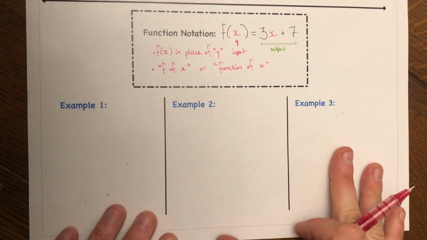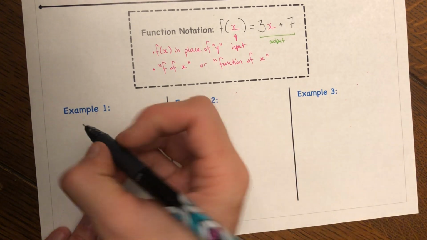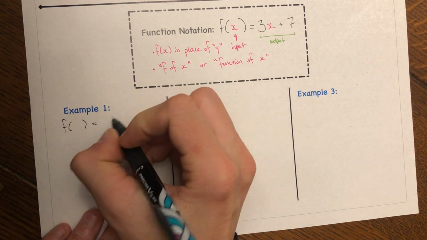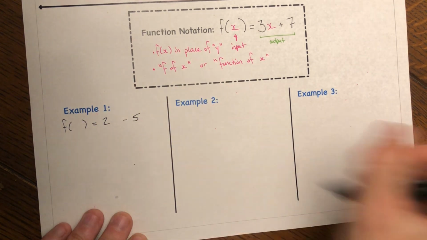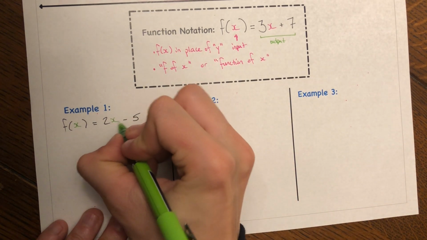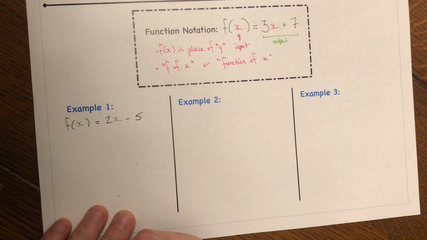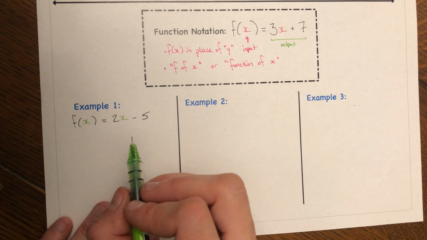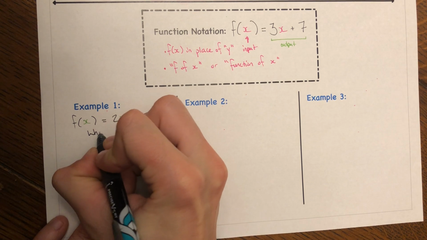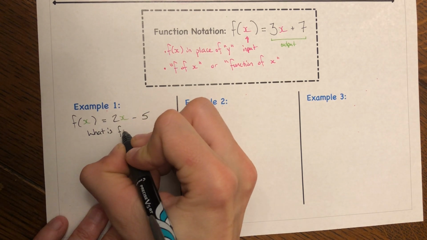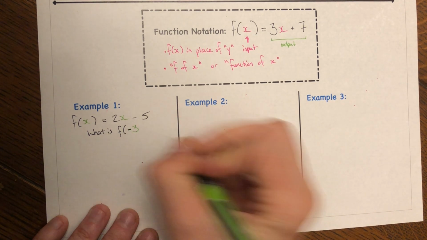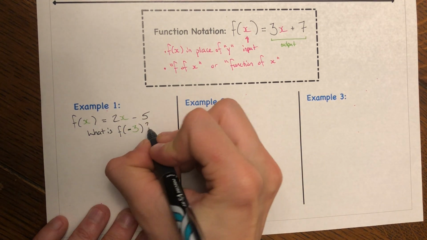So a couple places we'll see this. The reason we'll see this is because we'll be given equations like the following, where it'll say, I have a function that does this. So I have a function of x that takes x times 2 and subtracts 5. So that's a definition of a function. It's another linear function. And the question we might get is, what is f of negative 3?